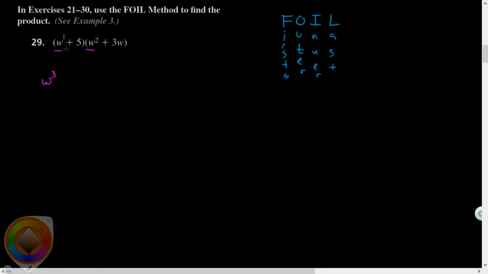Let's see. Outer would be the outermost terms. So notice the outer terms for these two parentheses would be the w and the 3w. I'm multiplying, though. 3w squared, right? There's a little invisible exponent of 1 plus 1 is 2. All right, inner, so that'll be the inside most terms.